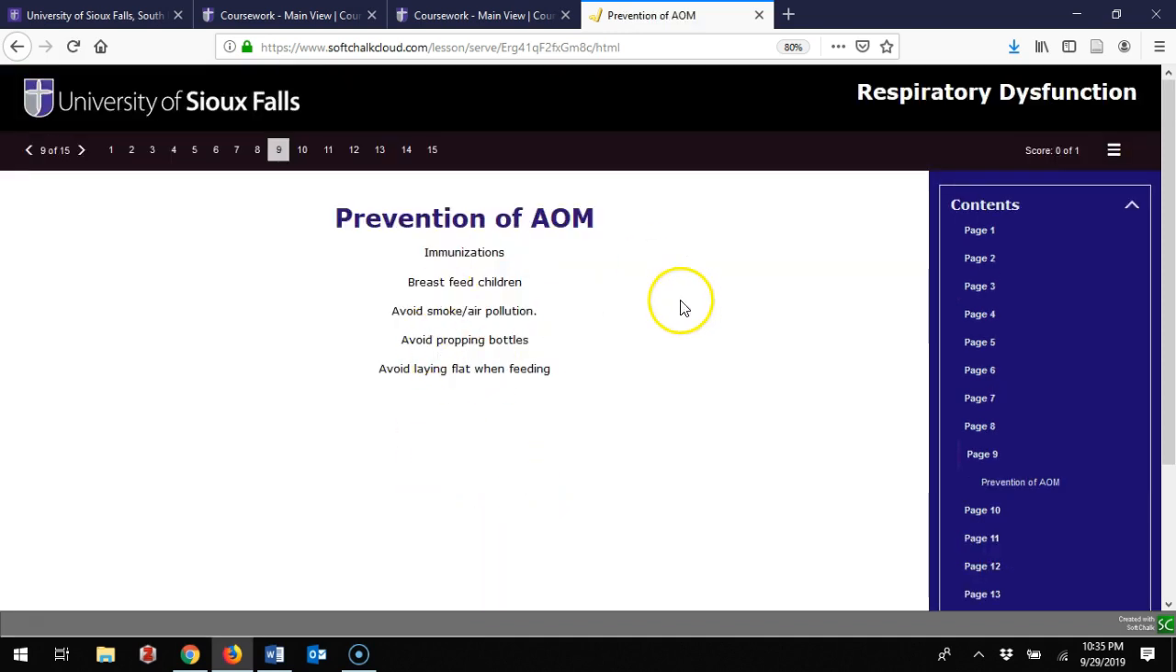So what do we do with it? So we try to prevent acute otitis media as much as possible. We do that with immunizations. We do that with trying to promote breastfeeding. We try to avoid smoke and air pollution around these children. Avoid propping bottles near these children. And then also avoid having them lay flat while they're feeding.